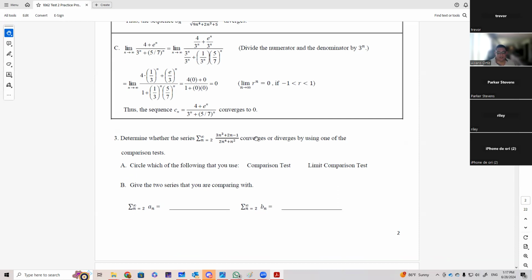Question number 3 says here, let's look if this series converges or diverges by using one of the comparison tests. So you have to say, we're going to use comparison tests or limit comparison tests, depending on whatever you want to use, and it's going to be much easier or not. So for example, what would you use here for this series? What do you think you should use? Just tell me on the chat if you want to.